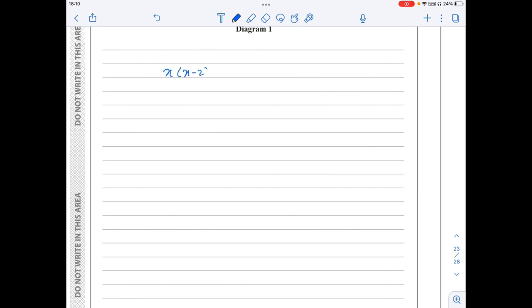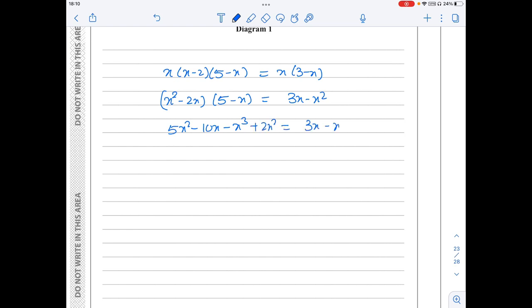x times x minus 2 times 5 minus x equals x times 3 minus x. So it becomes x squared minus 2x times 5 minus x equals 3x minus x squared. So it becomes 5x squared minus 10x minus x cubed plus 2x squared equals 3x minus x squared. So bring all the terms to one side: 0 equals 3x minus x squared minus 5x squared plus 10x plus x cubed minus 2x squared.